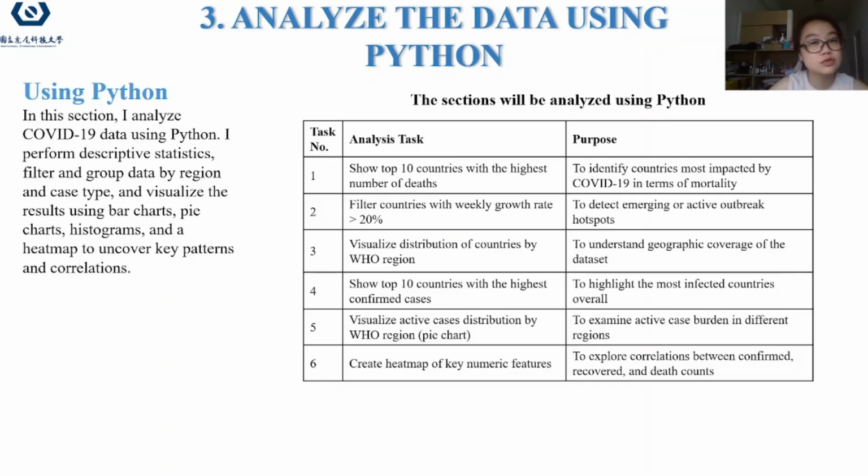One is show the top 10 countries with the highest number of deaths. 2 is filter countries with quick growth rates bigger than 20%. 3 is visualize the distribution of countries by WHO region. 4 is show the top 10 countries with the highest confirmed cases. 5 is visualize the active case distribution by WHO region using a pie chart. And 6, the last one, is to create a heat map of key numeric features. And the purpose you can see here.